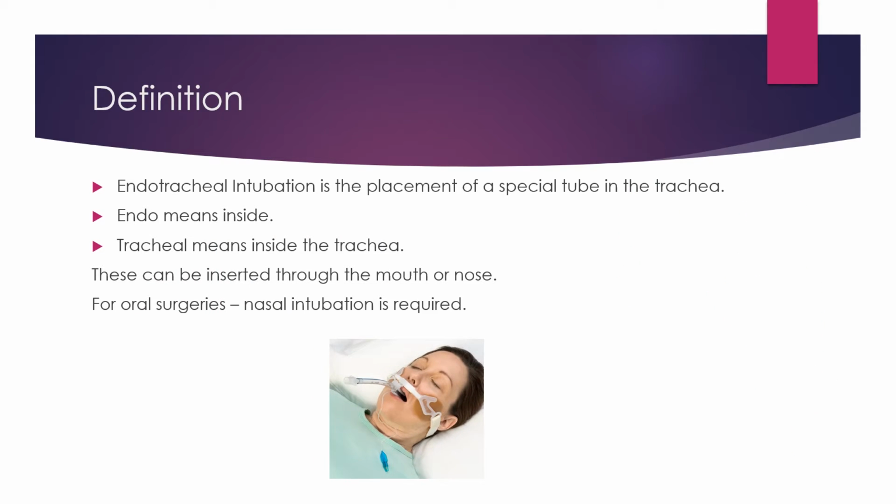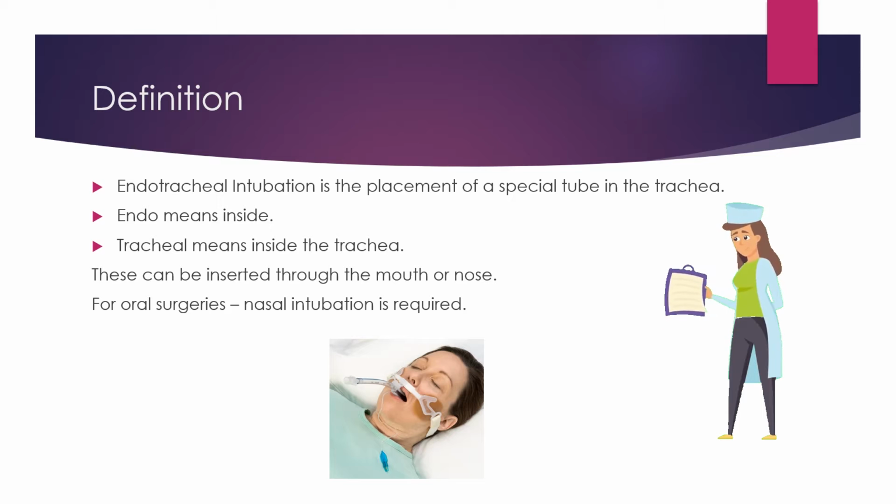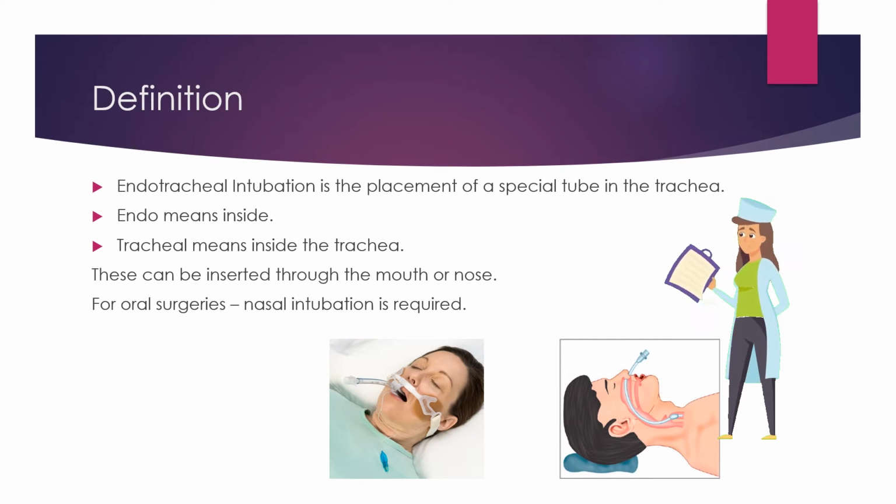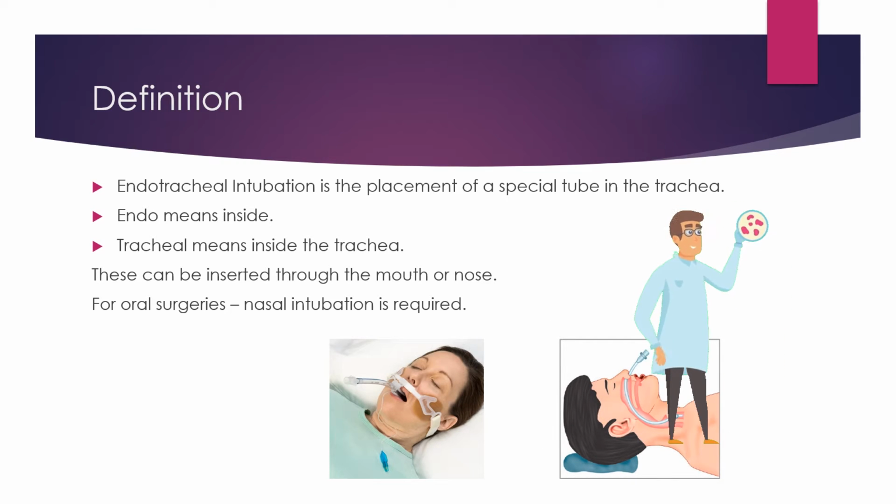There are times when the surgeon has to operate on the oral cavity. When surgeries need to be done inside the oral cavity, you cannot have an oral intubation because the surgeon needs to view inside the mouth. So during that time, they insert the endotracheal tube through the nasal cavity, and this part of the tube is connected to the ventilator, so the anesthetist can manage the ventilation from that side and the surgeon can operate on the mouth.